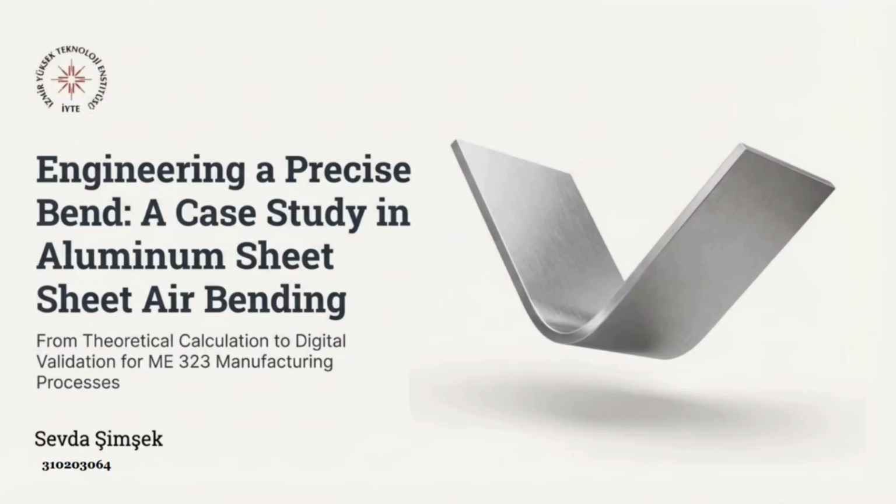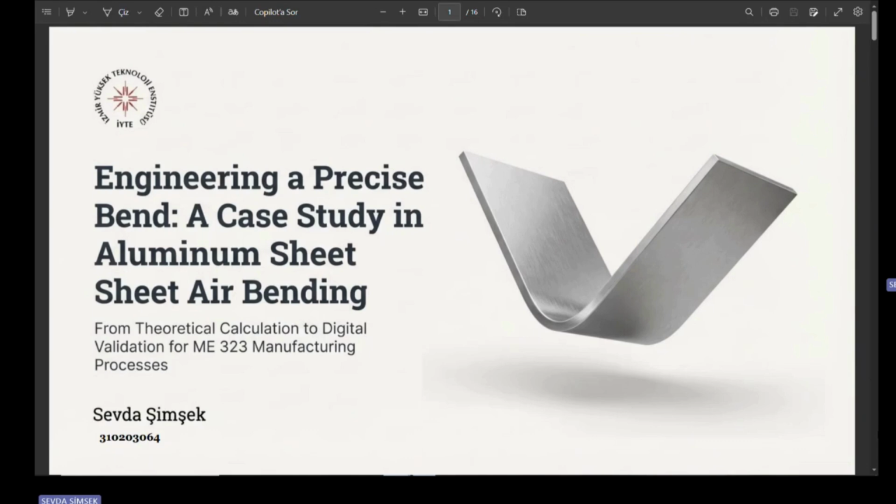Hello everyone, I'm Sevda. In this video, I will examine an airbending operation performed on an aluminum sheet as a representative engineering problem. Airbending is a process in which a sheet metal workpiece is pressed into a die while an air gap remains between the bottom of the sheet and the die. This gap is the origin of the term airbending.